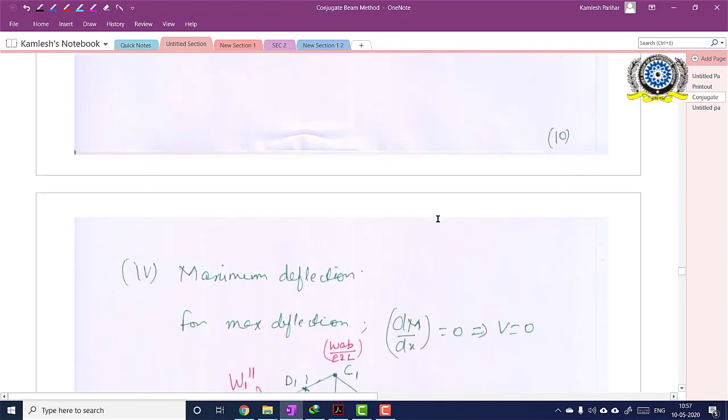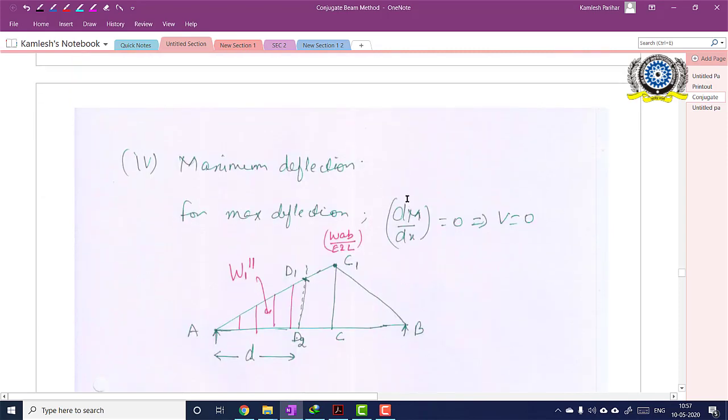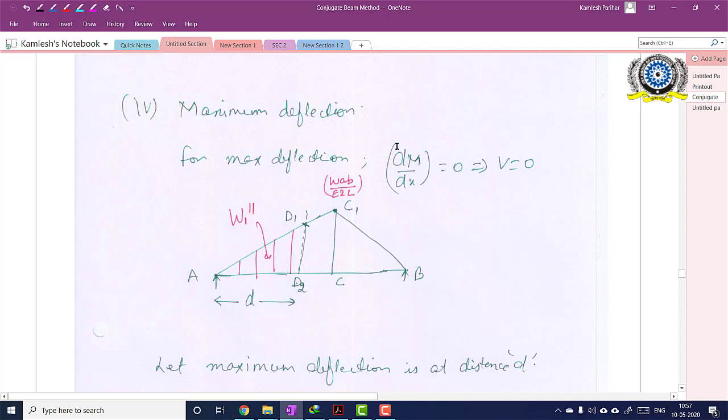The last portion. There is the maximum deflection. Now this is a very interesting part. The maximum deflection will occur neither at point C nor at the center, but somewhere near this portion. Maybe here, maybe here, maybe here. We don't know where the maximum deflection is going to occur. So maximum deflection means maximum moment. So I have to find out the maximum bending moment in this beam, and this maximum bending moment will give the maximum deflection. Now how to find out the maximum bending moment?